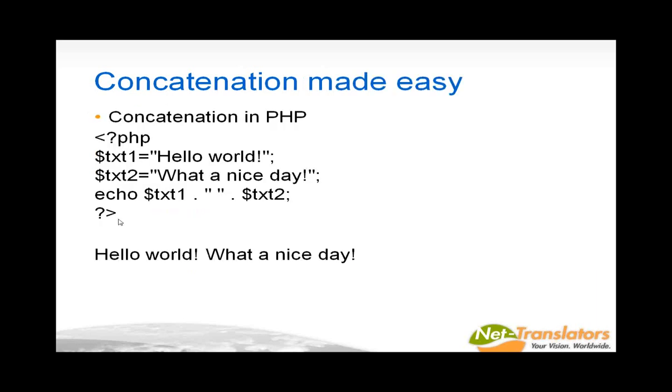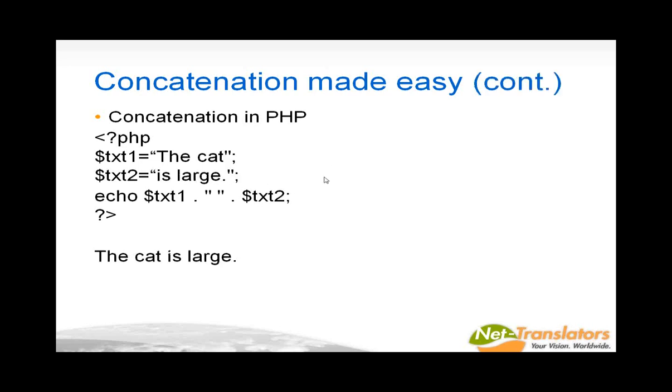So let's look for a moment at how concatenation works. And I'm using an example from PHP just because that's probably a simple language. But you would be more familiar with using variables in documentation, specifically single sourcing platforms. So here we see how we can take two strings together and create one output. The first variable is hello world, and the next is what a nice day. And this works pretty well together. So now let's look at a different text. The cat and is large may be combined to form a sentence, the cat is large. Let's look how that would play out when translated.